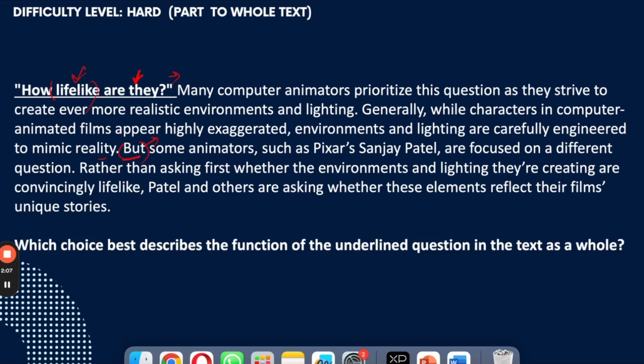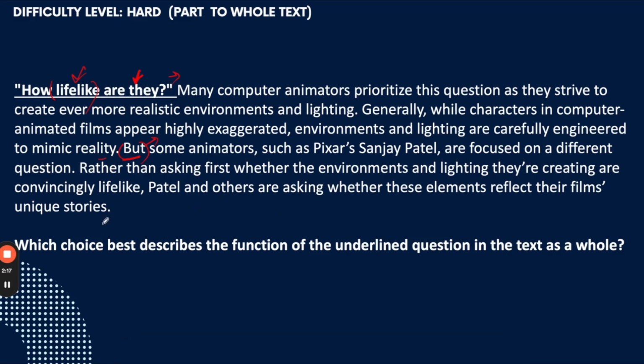Okay, rather than asking first whether the environments and lighting they are creating are convincingly lifelike, Patel and others are asking whether these elements reflect their film's unique stories. Now there's a shift over here. This particular shift focuses from realism to storytelling. Patel and other animators focus on whether the design choices support the story rather than whether they look real.